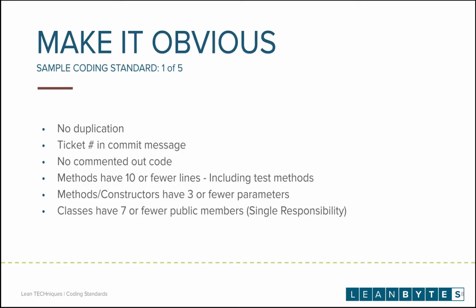First of all, no duplication. The don't repeat yourself, the DRY principle, is in full effect. We all know the pains that occur when we repeat ourselves and have duplication; it makes things hard to change. I like traceability, so every commit message should have a ticket number so that we can quickly trace the changes in the code base to the work that was requested by the business folks, our stakeholders.